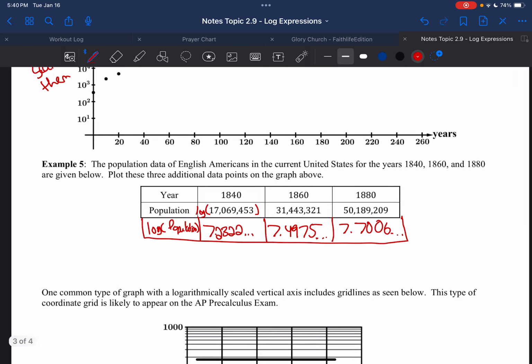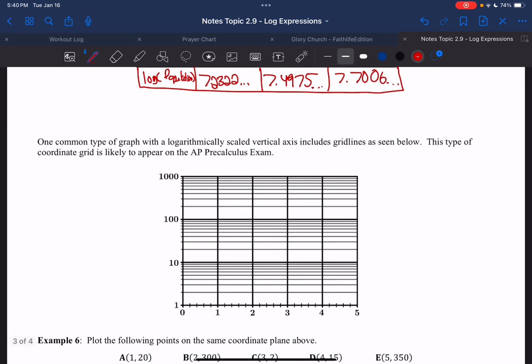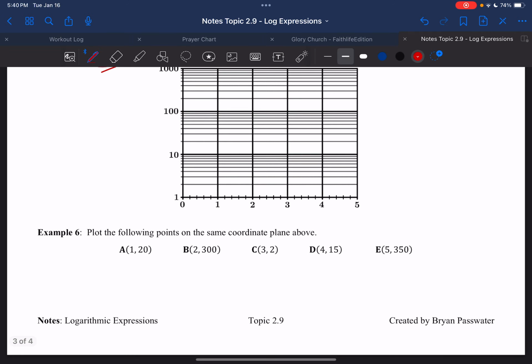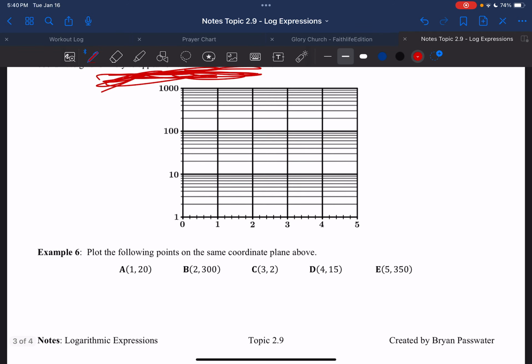Okay. And then last part is one common type of graph with logarithmic scaled axis is seen below. This is likely going to appear on the AP exam. They stress this a lot. So let's look at it. Plot the following points on the screen. So let's do A in red here. So 1, 20. So 20, you notice, is going to be right here. This is A. Let's do this in blue. B is going to be right here. So they're scaling. This is called a semi-log plot. We're not going to worry about all of this right now.